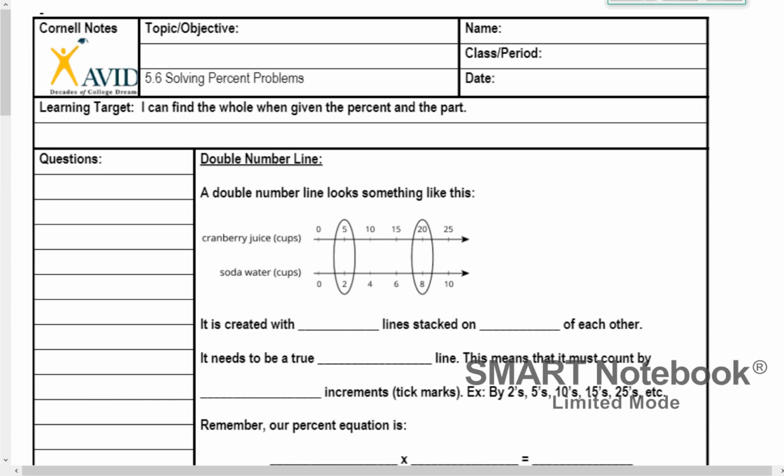All right, today we're going to learn how to find the last part of that percent equation, which is the whole or the total. So our learning target for today is: I can find the whole when given the percent and the part. Okay, in order to do this, we're going to use a double number line.